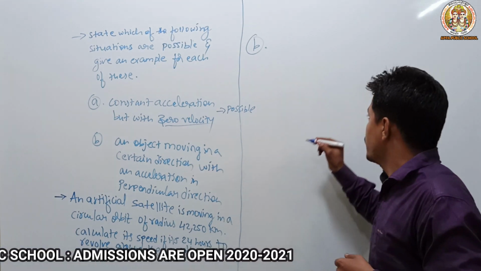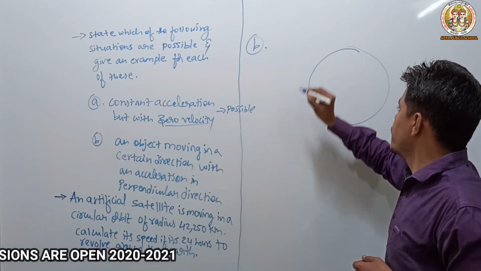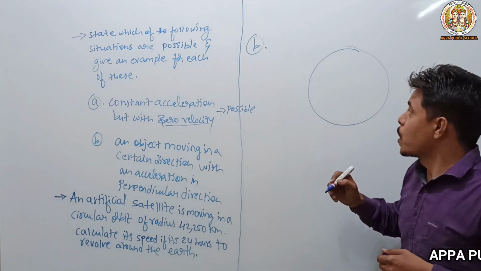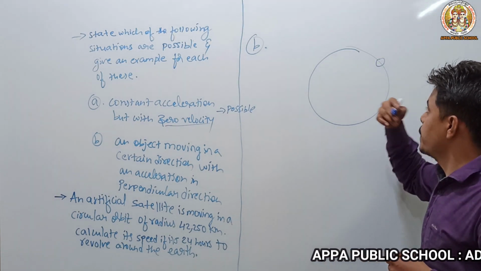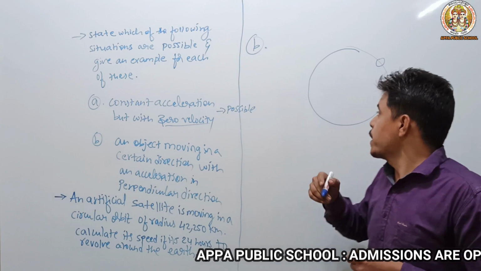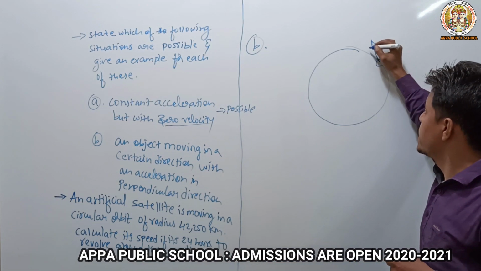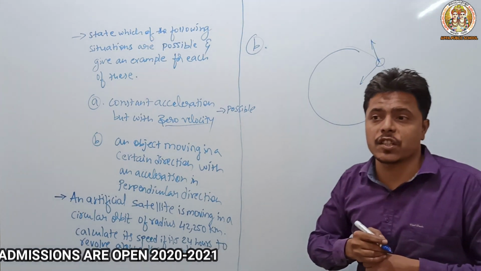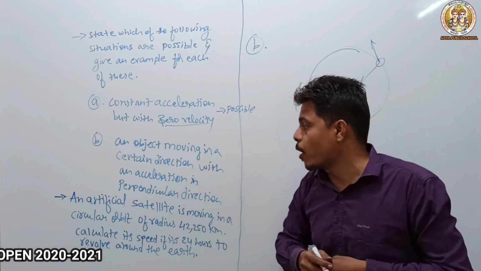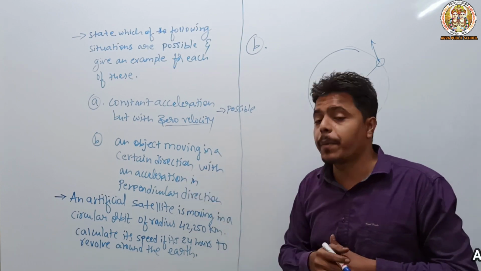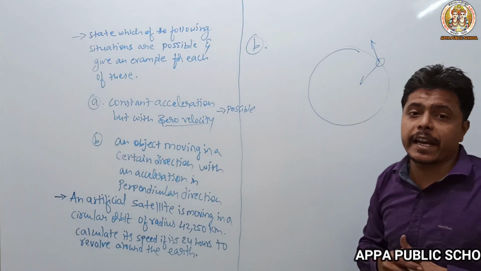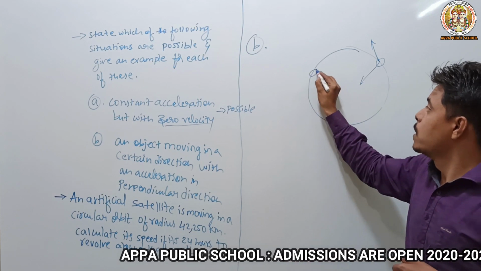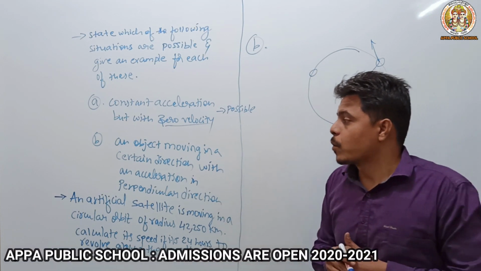For example, whenever a satellite is moving around the earth, it is moving in a circular path. Whenever any satellite is moving around the earth, you can see its direction is always in a vertical direction. So this can be the example for an object moving in a certain direction with the acceleration in a perpendicular direction. It will be revolving around the earth. This is the best example for question B.